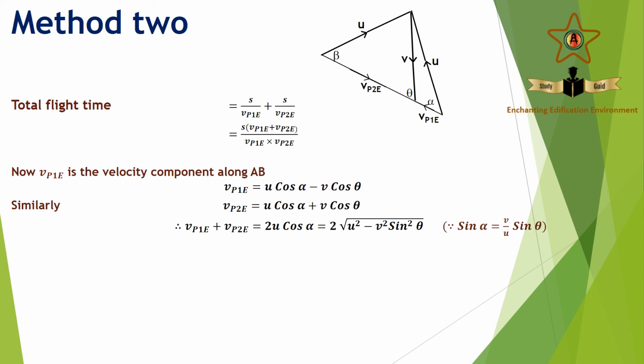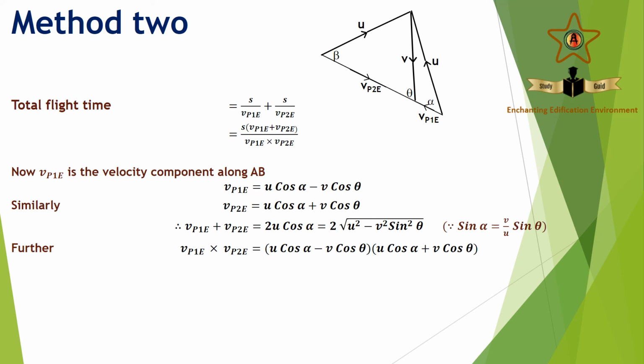So sin alpha is v over u sin theta. Cos alpha is going to be the square root of 1 minus sin squared alpha. When we substitute it and simplify, this becomes 2 times the square root of (u squared minus v squared sin squared theta). Now when we multiply these previous two equations, we get Vp1e into Vp2e.